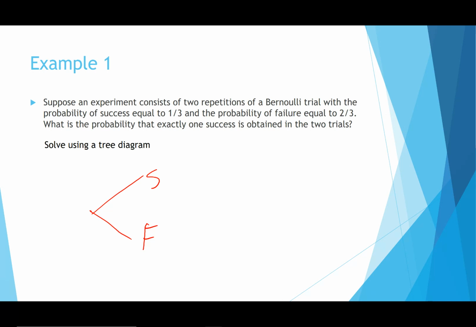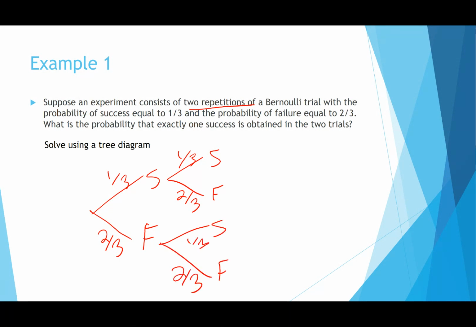Now the probability of success is 1/3, and the probability of failure is 2/3. On my second go, because there are 2 repetitions, success is still 1/3, failure is still 2/3. So what is the probability that exactly one success is obtained in the 2 trials? Let's focus on the one success part. If we follow the branches, that's a success and a success there. That's 2 successes, so I'm not going to concern myself with that probability for the moment.